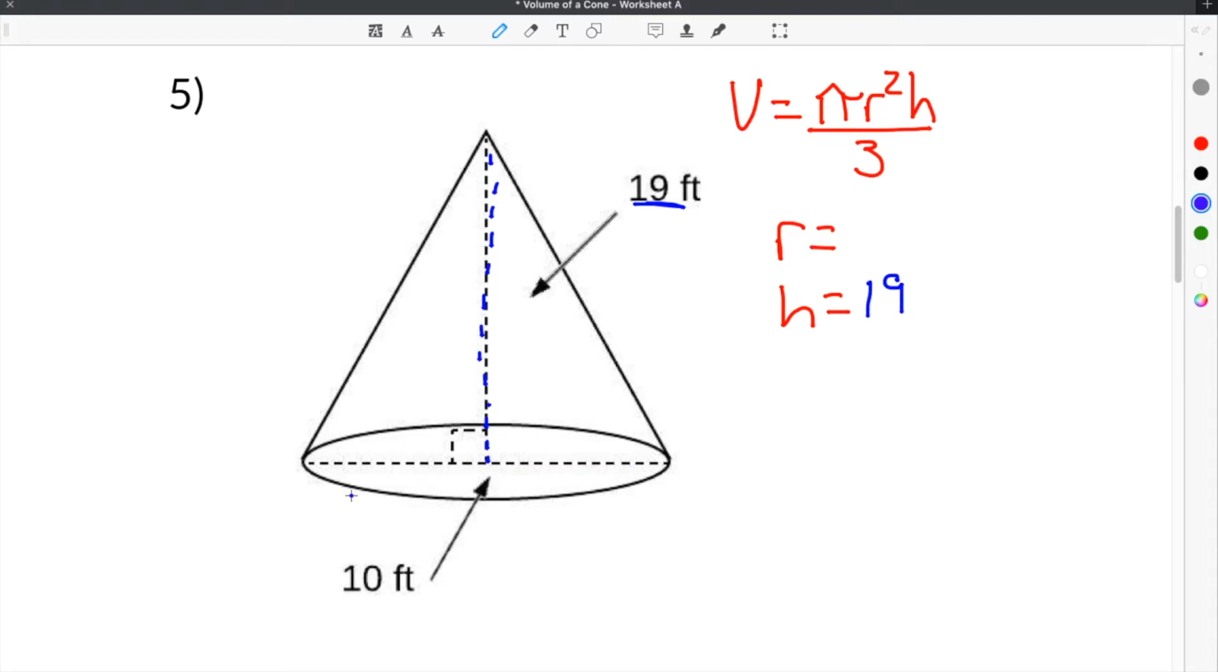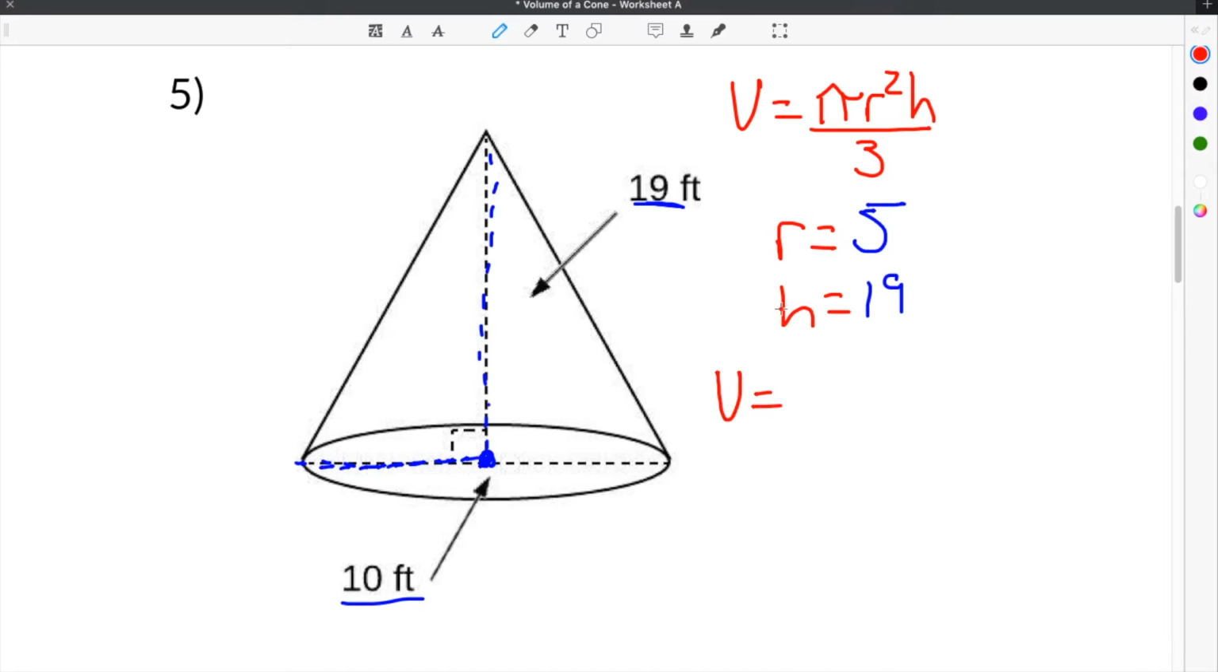And then when we do the radius, what they give us is 10 feet. But the 10 feet is for the whole diameter. It's the whole length of the circle. So instead of using diameter, we have to use the radius, which is half of the diameter. So what we're going to do is we're going to take our diameter, divide by 2. 10 divided by 2 is 5, so we will use 5 for the radius. So now we know our radius and we know our height.